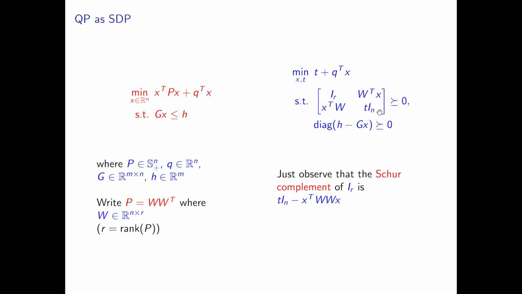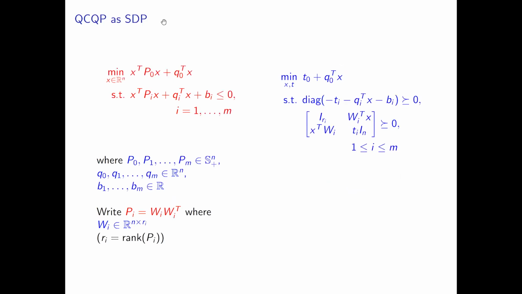So there seems to be some typo here. I'll fix it before posting the slides. You can do the same thing for QCQP. You have a quadratic objective and you have a bunch of quadratic inequality constraints. You replace each of these positive semi-definite matrices by some transposed object like this, and use the Schur complement rule to convert that into an SDP type constraint.